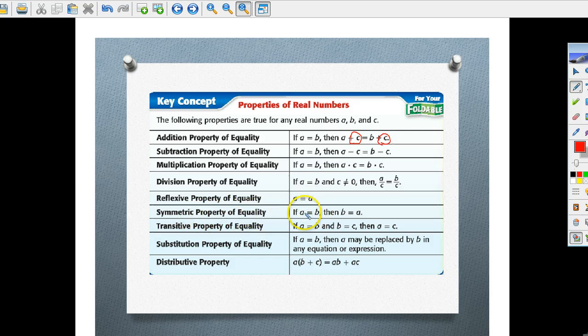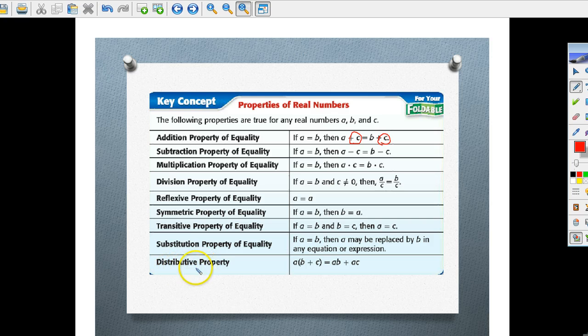Symmetric property is if A is B, then B is A. Transitive: if A is B and B is C, then A is C. Okay, this is kind of like the law of syllogism, right? We learned that. So it's kind of similar to the law of syllogism. Substitution property: if A is B, then A may be replaced by B in any equation or expression. So substitution, you learned a lot in algebra when you substitute a letter or a number for a letter.